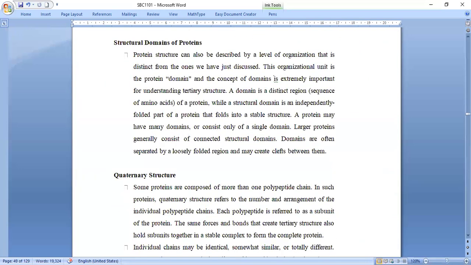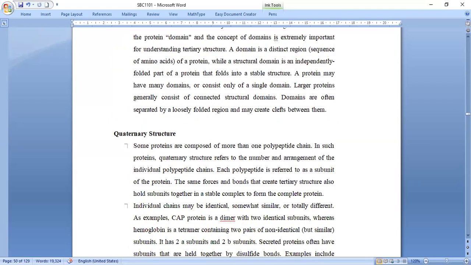And next, coming to the structural domains of the protein. Based on the domain classification, these are considered as the quaternary structure of protein. This is the main level of organization that gives rise to the domains. A domain is a distinct region, a sequence of amino acids of a protein, that is an independently folded part and forms a stable structure, which is called a domain.